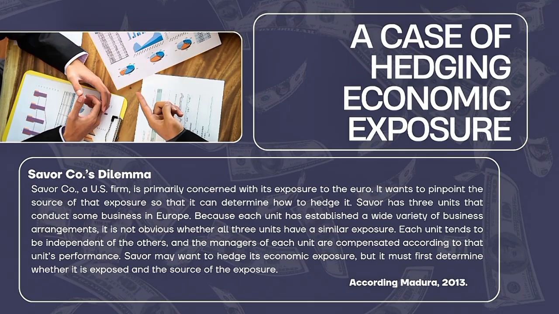Sever has three units that conduct some business in Europe because each unit has established a wide variety of business arrangements. It is not obvious whether all three units have a similar exposure. Each unit tends to be independent of the others, and the managers of each unit are compensated according to that unit's performance. Sever may want to hedge its economic exposure, but it must first determine whether it is exposed and the source of the exposures.